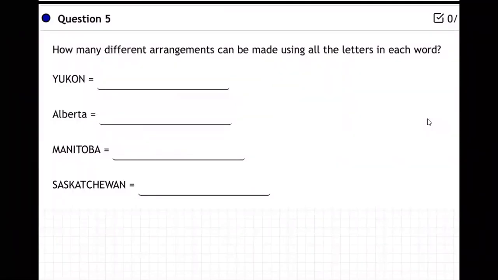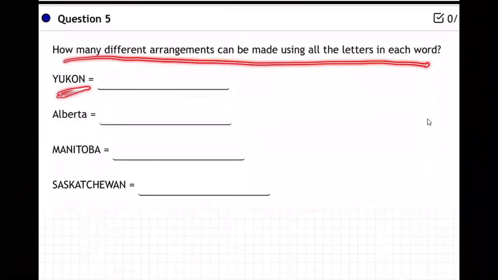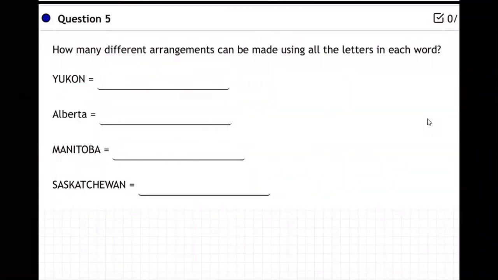Okay, so on this one, we're saying how many different arrangements can be made using all the letters in each word. So we're trying to arrange the letters in the word Yukon. So first off, clearly here, order matters. I mean, that's the main thing that does matter, right? Order matters. So what does that mean when order matters? Why does that matter?